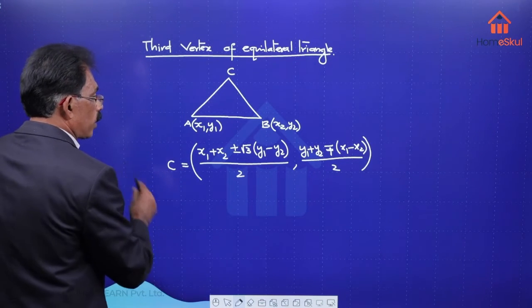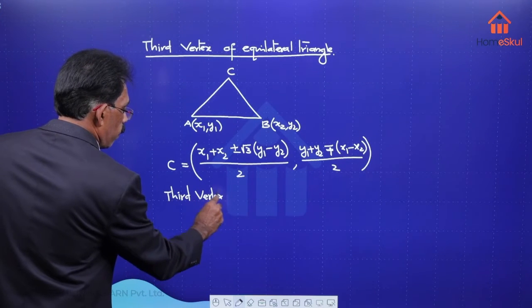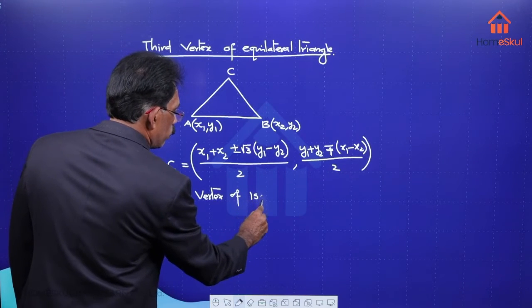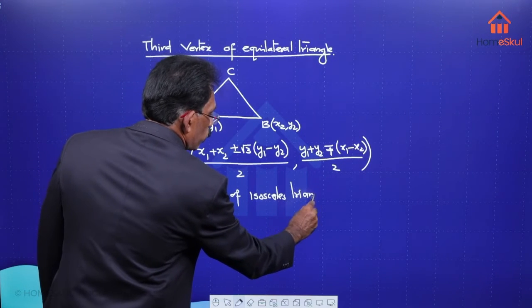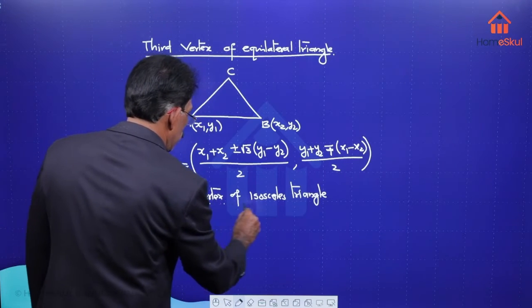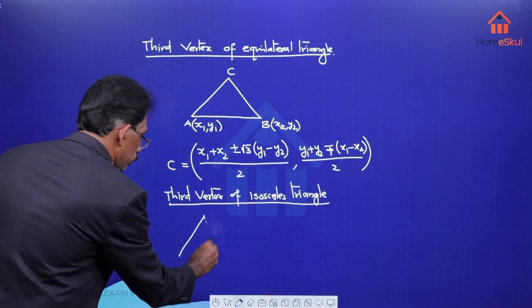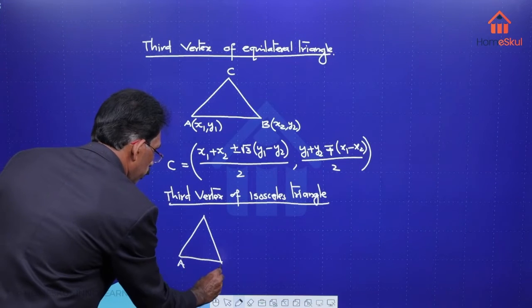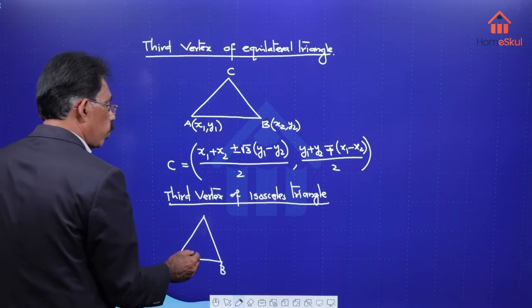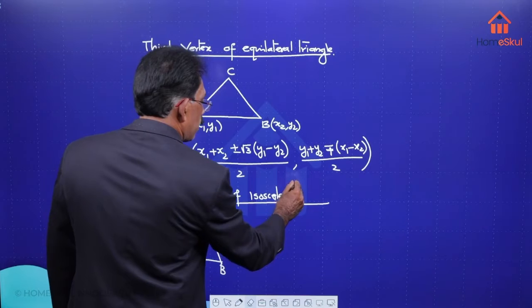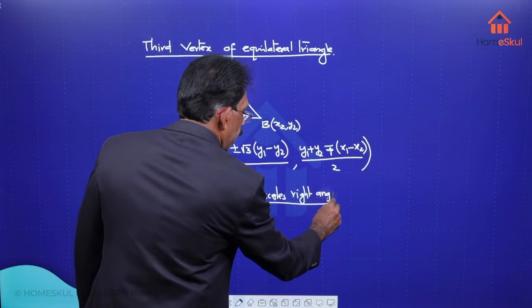Third vertex of an isosceles triangle. Same thing, the basic formulas are there. The base is given. Look, A, B, isosceles right angle triangle.